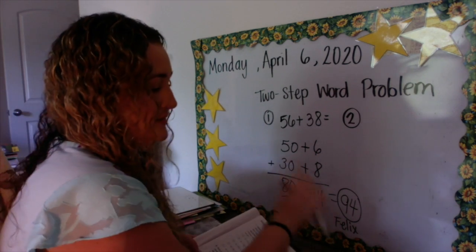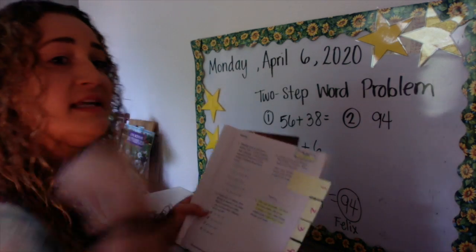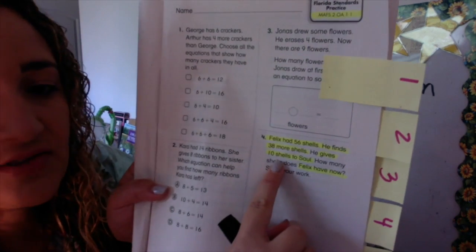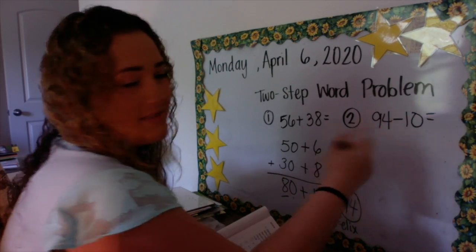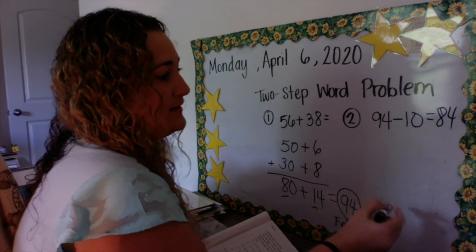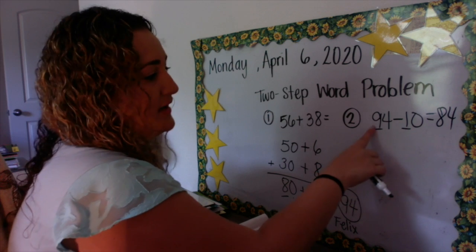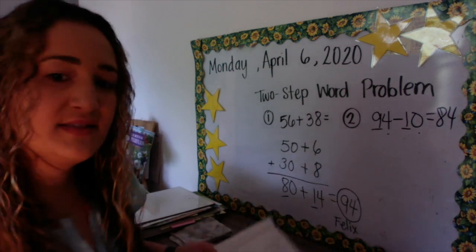So Felix has 94, so I'm going to write 94. And he's giving 10 to Saul, so I'm going to minus 10. And this part is easy. 94 minus 10 is 84. Again, you look at the 10s. 9 minus 1 is 8. And then you look at the 1s. 4 minus 0 is 4.